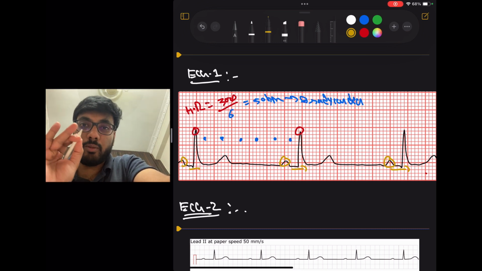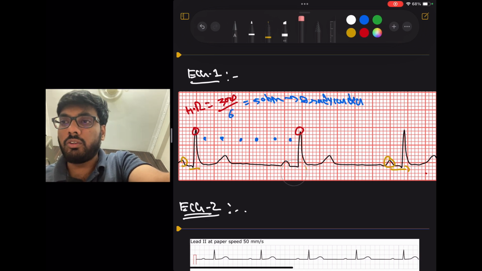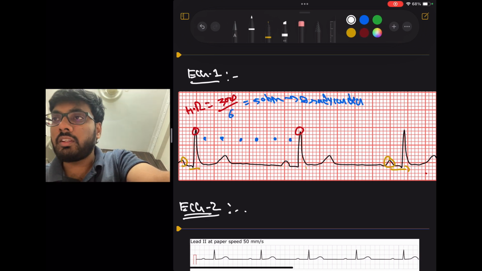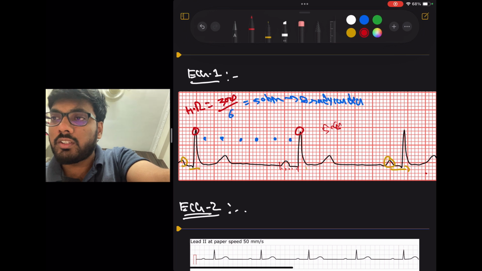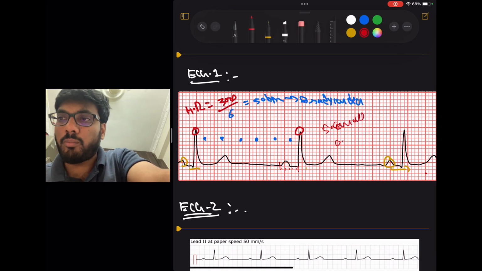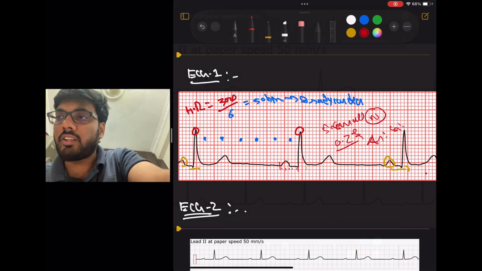How to differentiate between them? Look for the PR interval. Okay, look here, PR interval from start to start, right? 1, 2, 3, 4, 5. That means 5 small boxes. 5 small boxes means normal. That is 0.2 seconds. Therefore, it is a normal PR interval. Therefore, it is a case of sinus bradycardia.